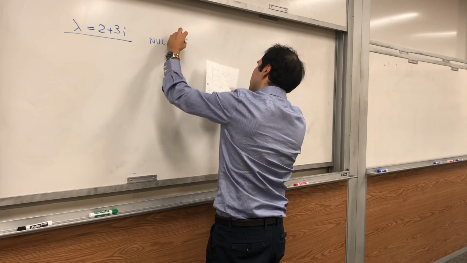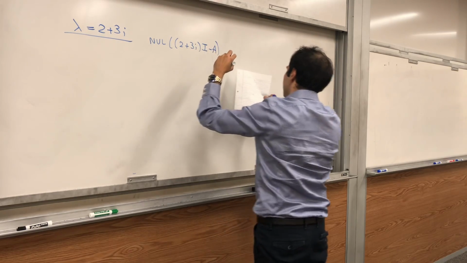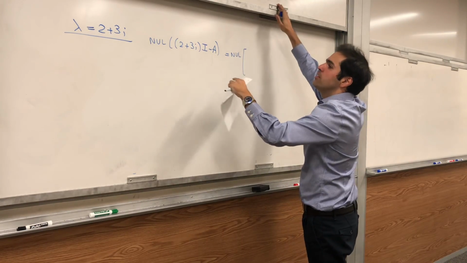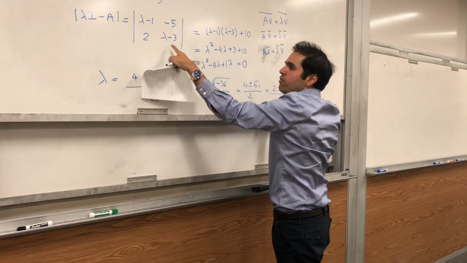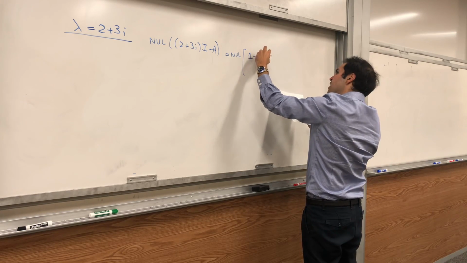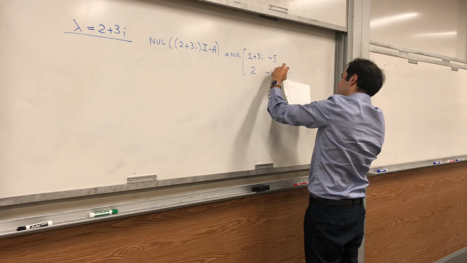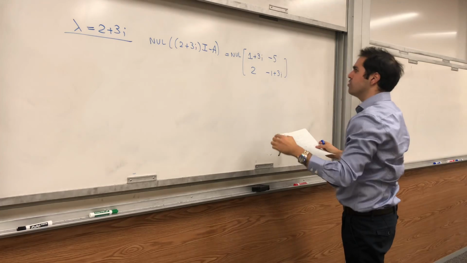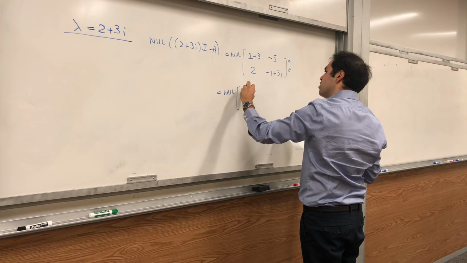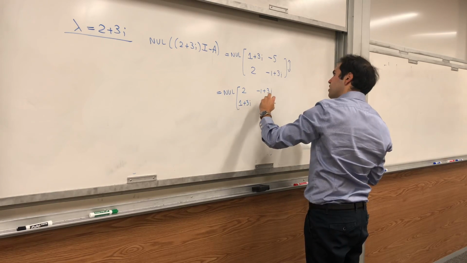Well, that is the null space of 2 plus 3i times I minus A. In this case, you let lambda be 2 plus 3i, so you subtract 1 from lambda here and 3 from lambda here. And you get the null space of the matrix with rows 1 plus 3i, minus 5, and 2, minus 1 plus 3i. Just to make things nicer, we can interchange the rows, and it's the null space of the matrix with rows 2, minus 1 plus 3i, and 1 plus 3i, minus 5.